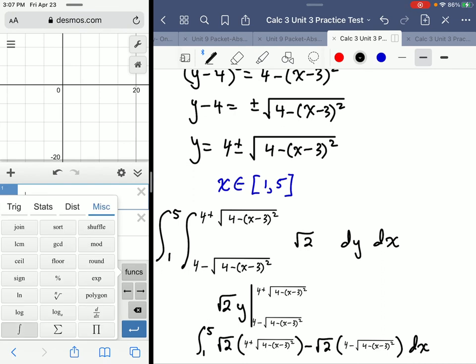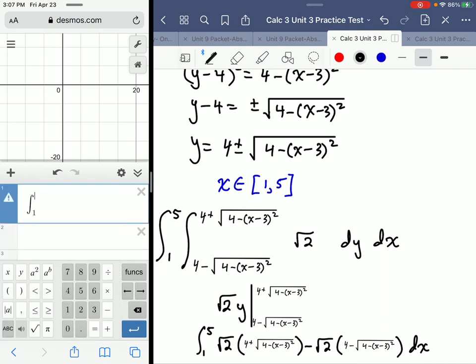So function miscellaneous 1 to 5. I could factor out a radical 2 from the whole thing if I want. I'm just going to leave it in, because, knowing my strengths and weaknesses, it's the kind of thing I like to screw up.